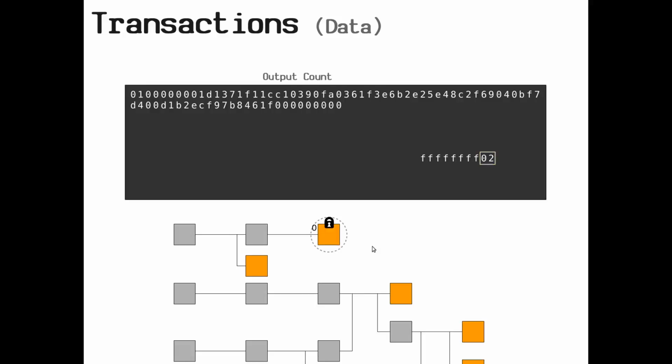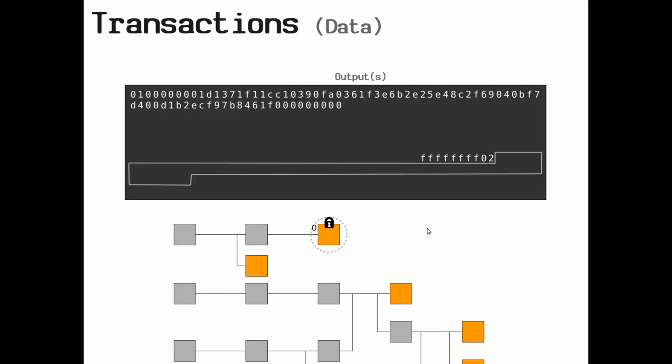Same again. This is a variable integer. So if you wanted to create lots of outputs, more than 252 or whatever, you just use the variable integer code. But because I'm only using 2 here, it fits inside 1 byte. And the reason for this, which I didn't mention earlier, is just to save space in the data, so that you can use less data where possible.